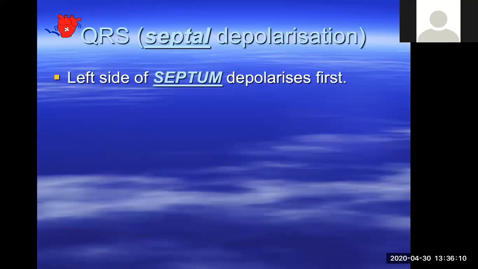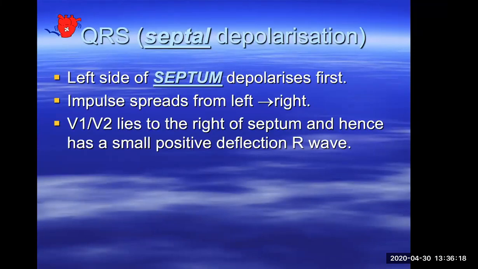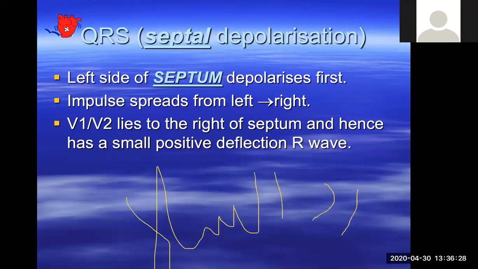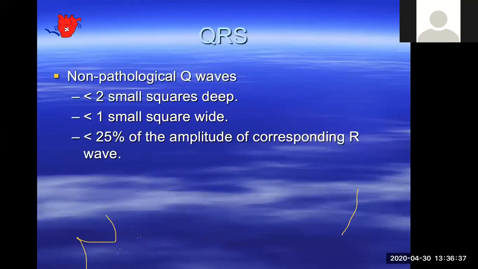As I mentioned before, the septum is stimulated from the left to the right, and that's what gives you the initial small Q waves on the left side, in leads like lead two. V1 and V2 are actually on the right side, and they may have a small R wave followed by a deep S wave. So you need to remember what differentiates a normal small physiological Q wave from a pathological one.